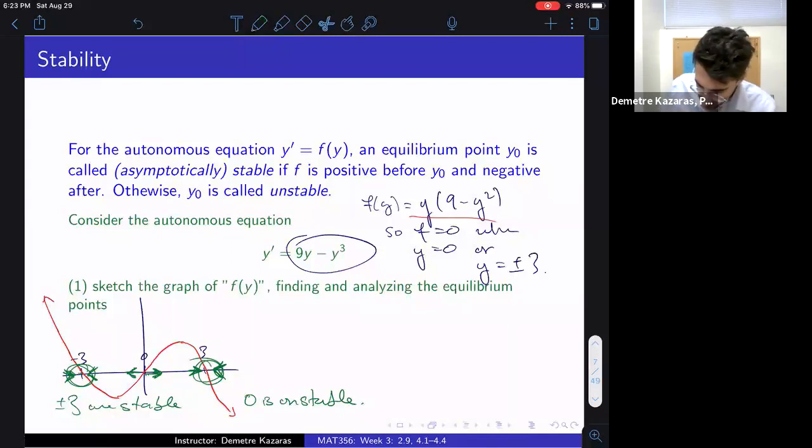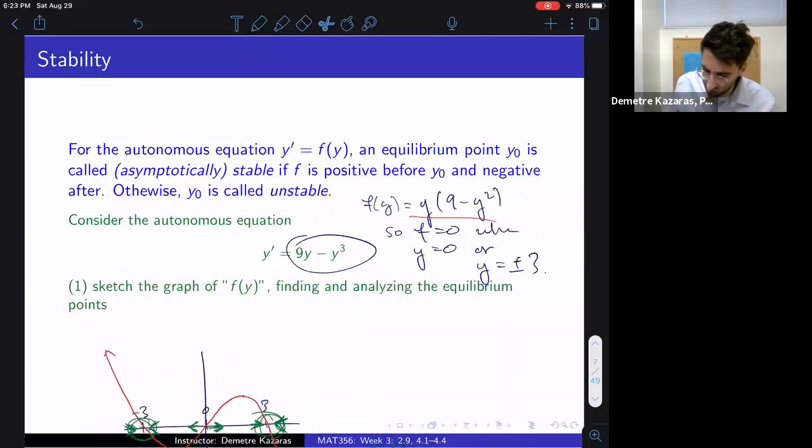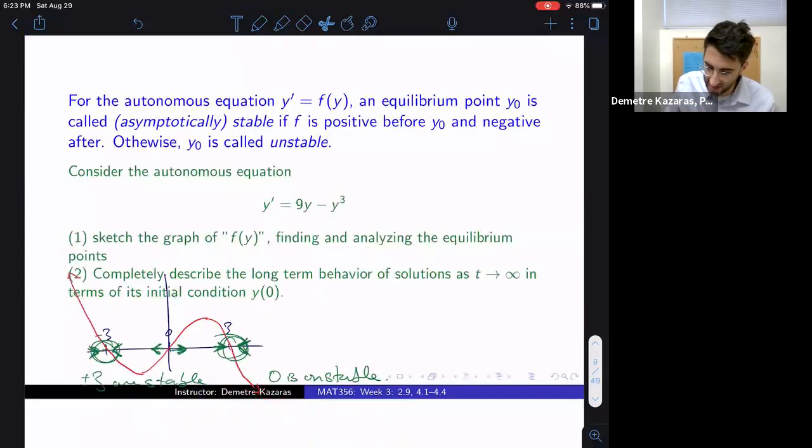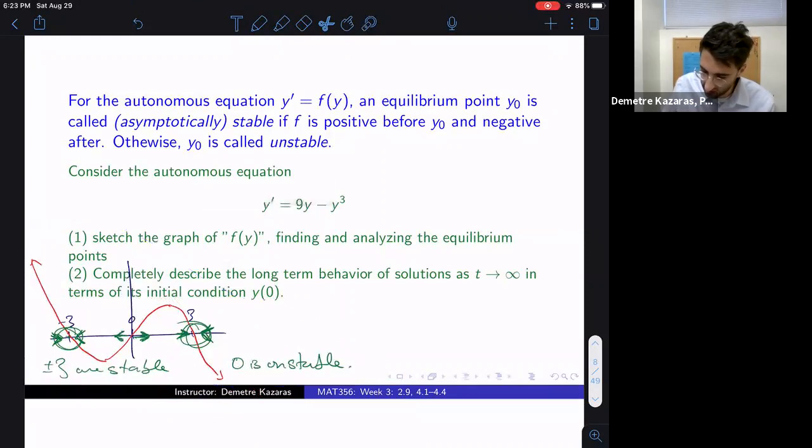Okay. Now I would like to, can I move it? I can move it. Very good. Okay, so the next, yeah, so let's keep that there.